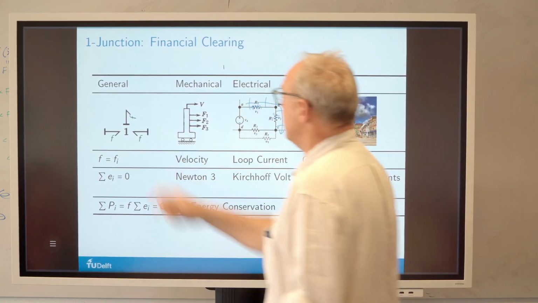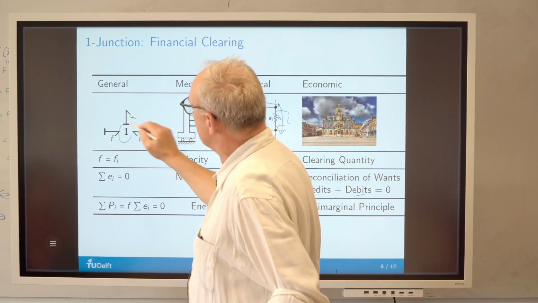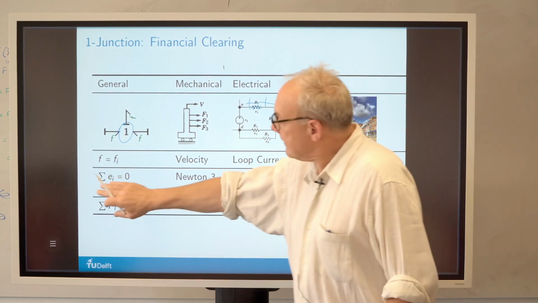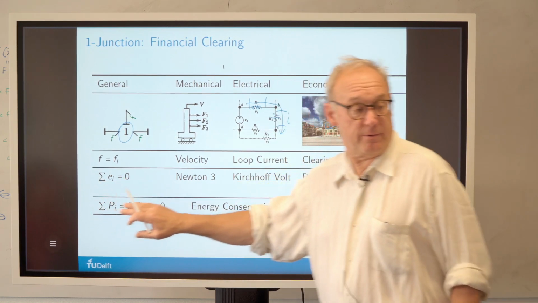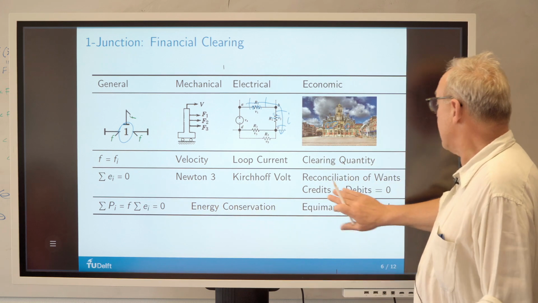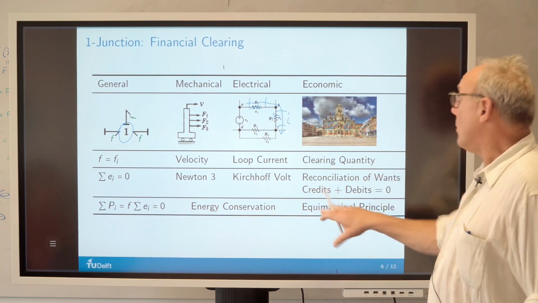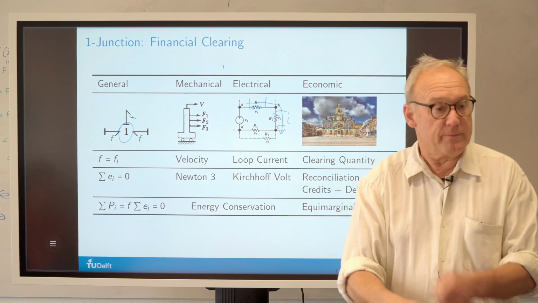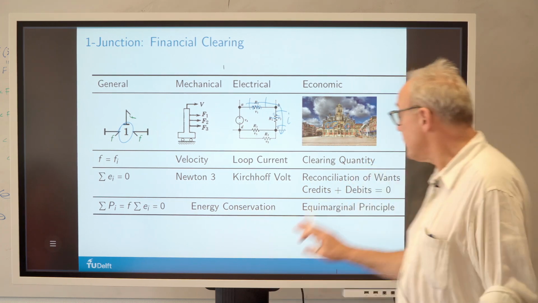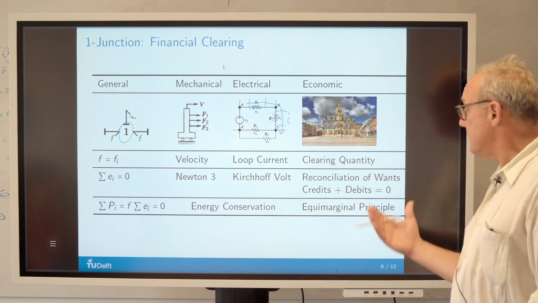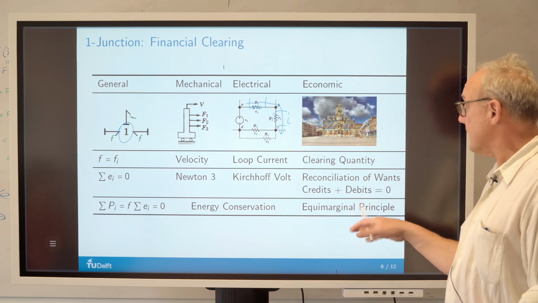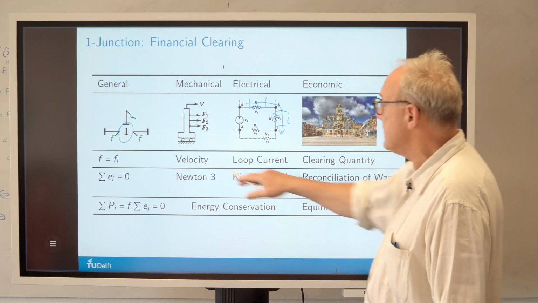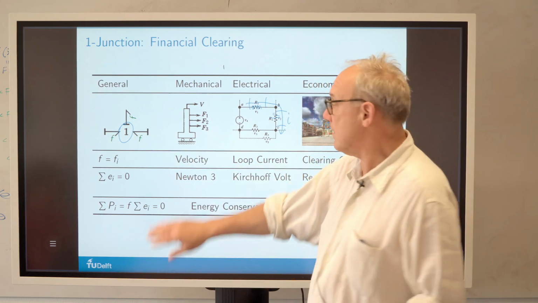I like to think of this joint flow acting on this one junction as the market clearing quantity. The fact that the efforts sum to zero, I like to think of that as a reconciliation of the wants, or in a monetized way, that the credits and the debits all balance to zero. And even today, if you go to the CBOT or the New York Stock Exchange, you'll see there's something called a clearinghouse. They take care of this business that the one junction should do.